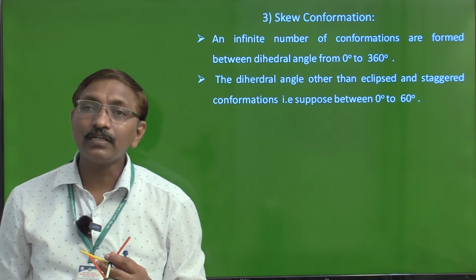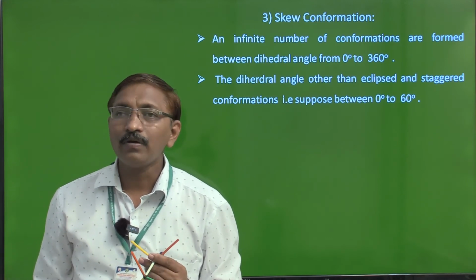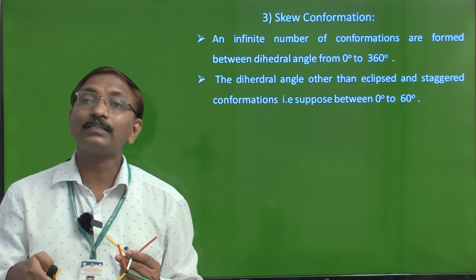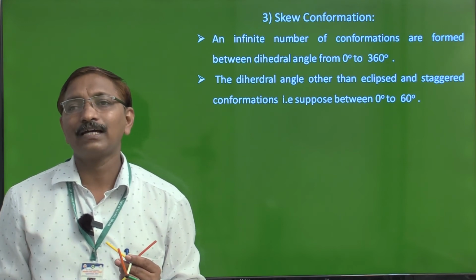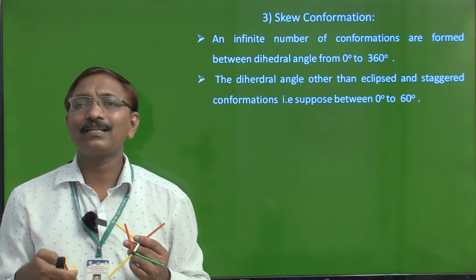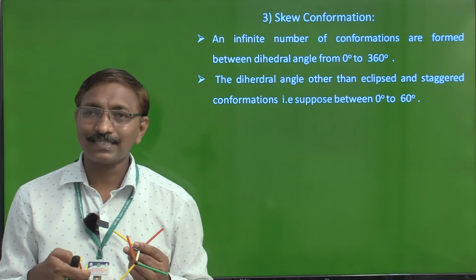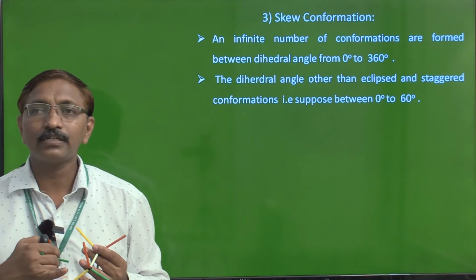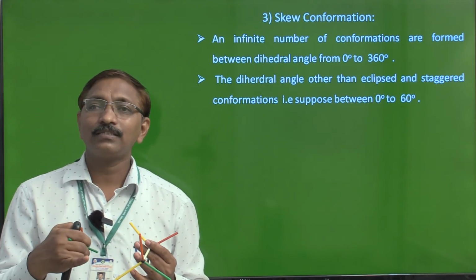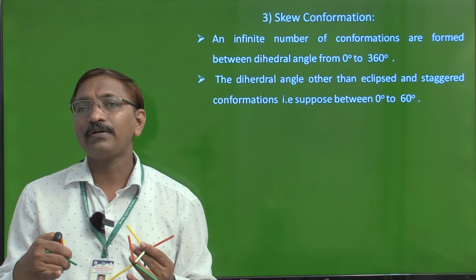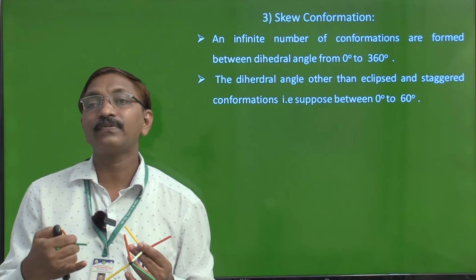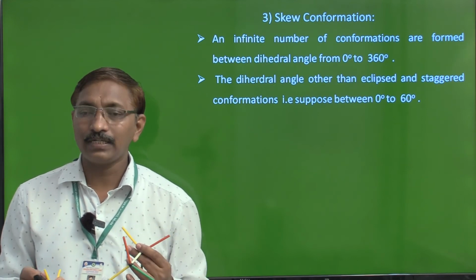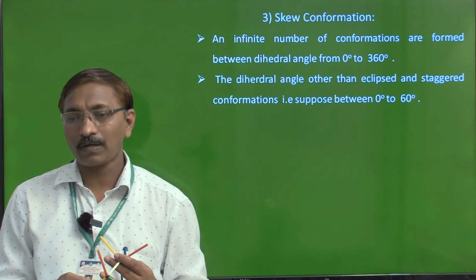There is an infinite number of conformations formed between the dihedral angles 0 to 360, other than the eclipse form and staggered form. That is, the dihedral angles other than eclipse and staggered, which are 0, 60, 120, 180, 240, 300 and 360. Apart from these dihedral angles, whatever angle we observe gives a different conformation, and that is called the skew conformation. We will see the stability concern in detail in the next part.